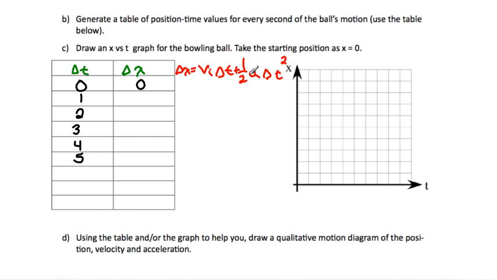Okay, I hope you guys do well. Make sure after you graph the bowling ball's motion that you make a motion diagram, and that'll be it for the day. Good luck.